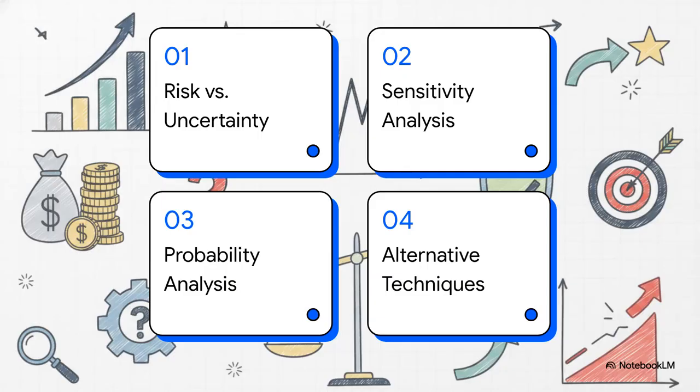Here's our roadmap for today. Number 1, risk versus uncertainty. Number 2, sensitivity analysis. Number 3, probability and expected values. And finally, number 4, alternative risk techniques.